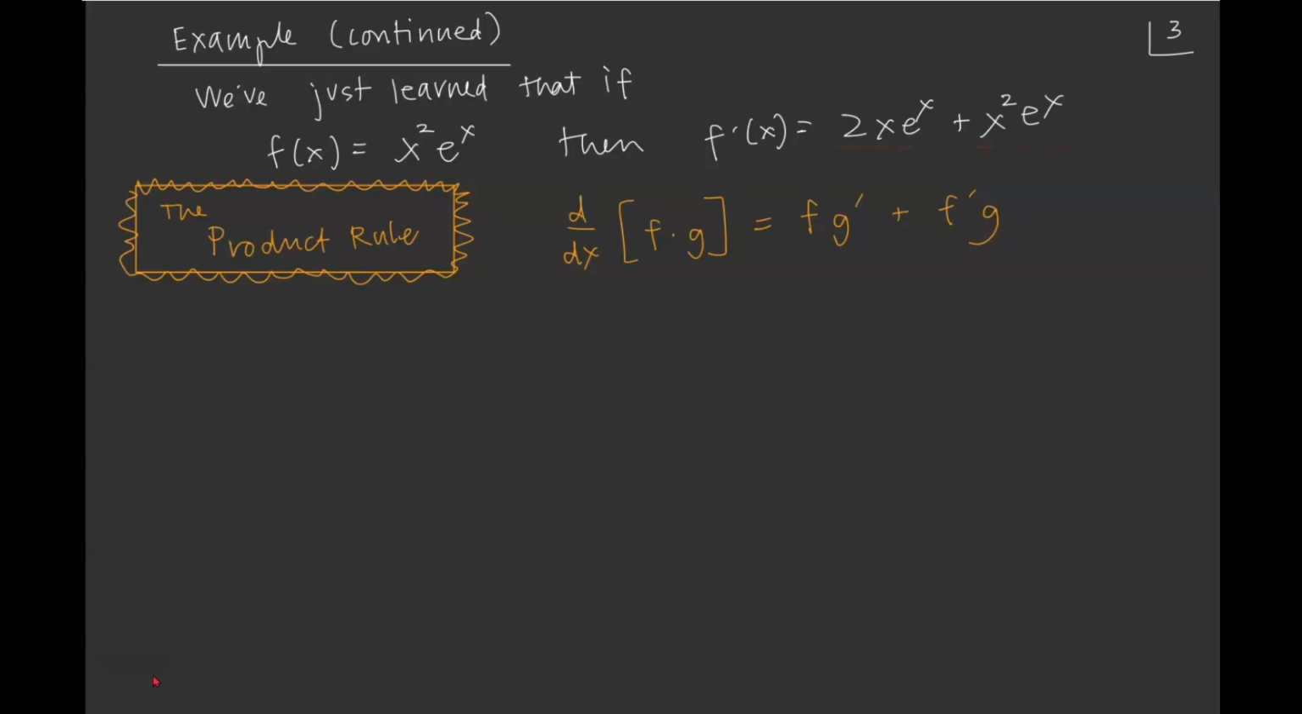So that's what was going on here. Here we had this piece, x squared, and this piece, e to the x. So when we take just the regular first piece, that's x squared, times the derivative of the second piece, the derivative of e to the x is just e to the x. This is f times g prime. And then we have the derivative of the first.